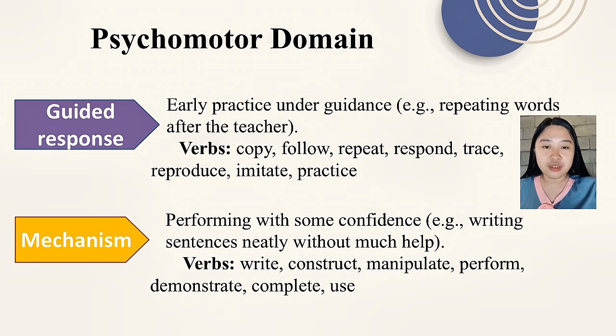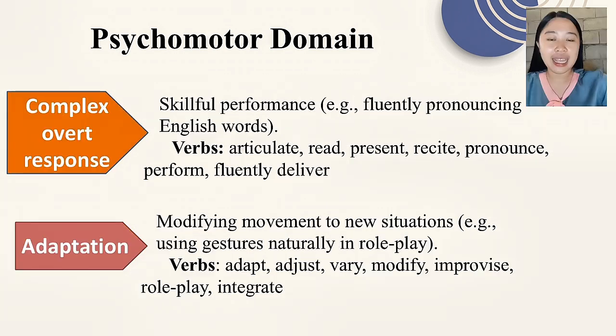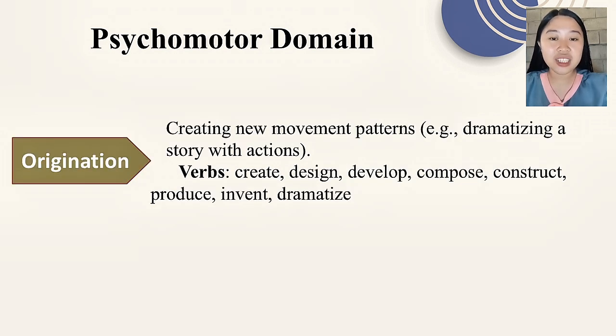Next, we have the guided response, where students repeat and practice sentences after the teacher. So there is guidance from the teacher. Next, we have the mechanism, where students write simple sentences with confidence. Then, in complex overt response, students read aloud fluently with expression. In adaptation, they perform role-play conversations in new situations. And lastly, in origination, they can already create and act out original skits and dialogues.